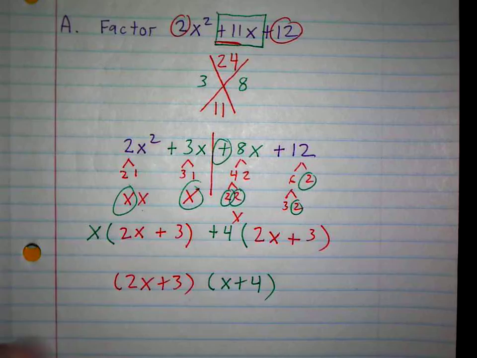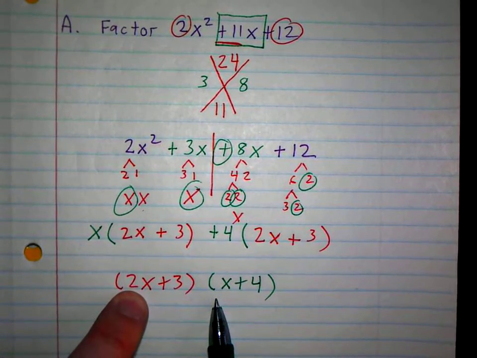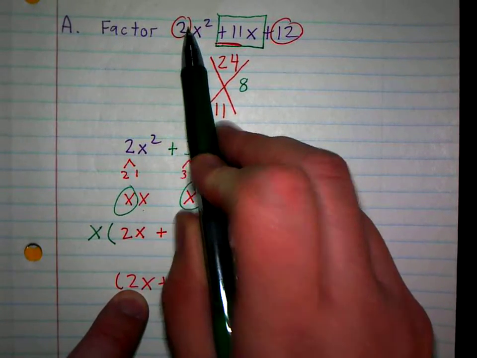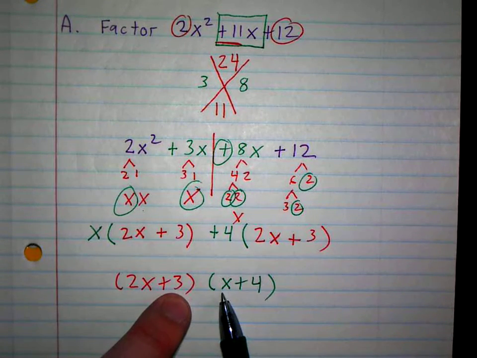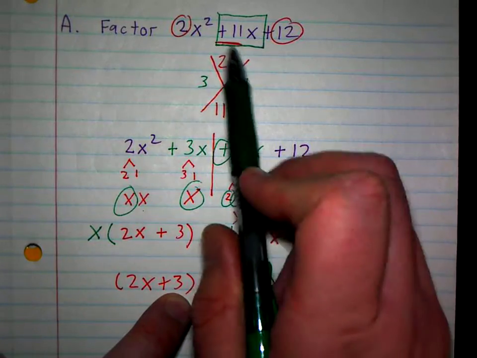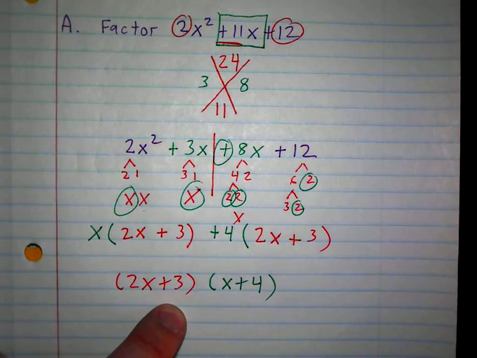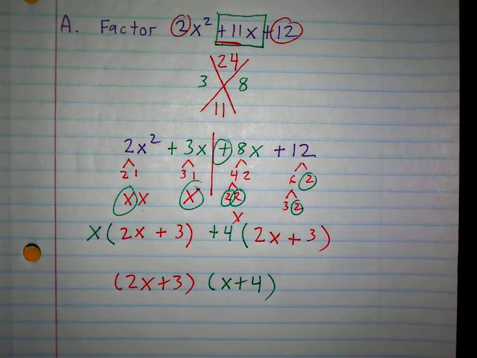I always like checking my work. 2x times x is 2x squared. 2x times 4 is 8x. 3 times x is 3x. 8x plus 3x is 11x, which is what this is. And 3 times 4 is 12. Okay.